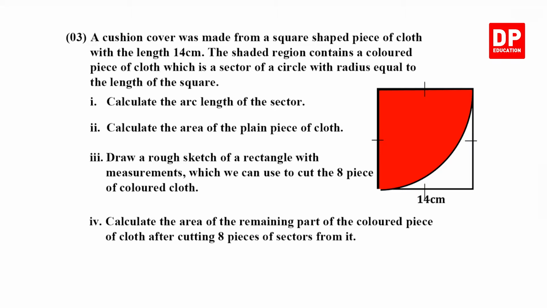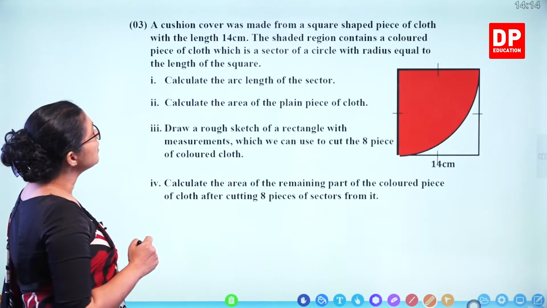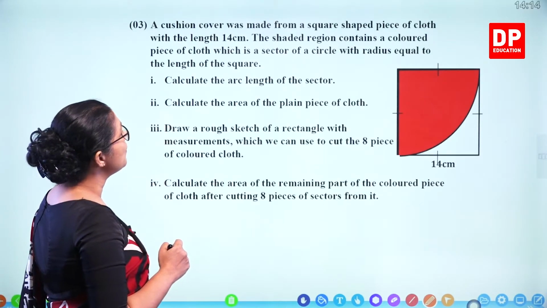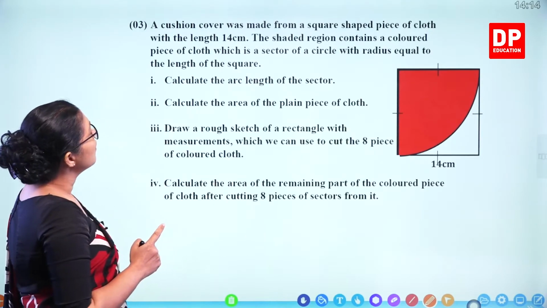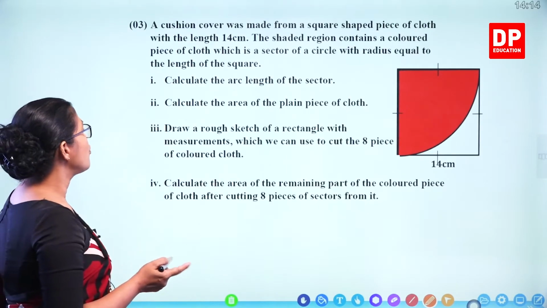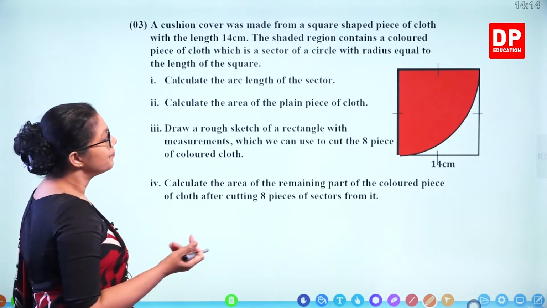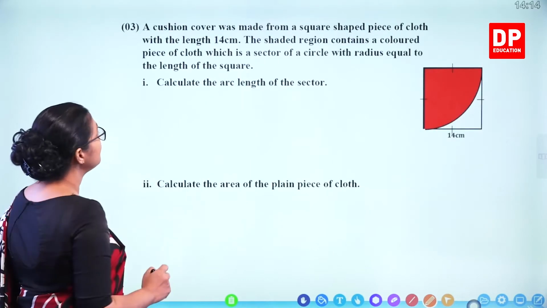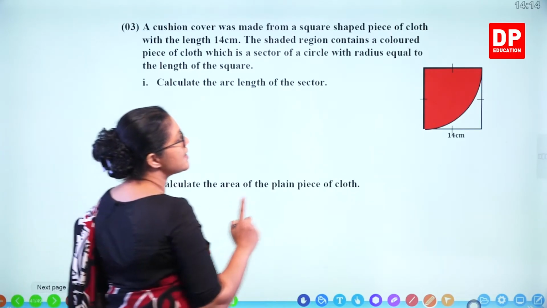Question number 3. A cushion cover was made from a square-shaped piece of cloth with the length 14 centimeters. The shaded region contains a colored piece of cloth which is a sector of a circle with radius equal to the length of the square. Calculate the arc length, calculate the area. So you have to do all 4 parts. So we'll do step by step. Calculate the arc length of the sector.